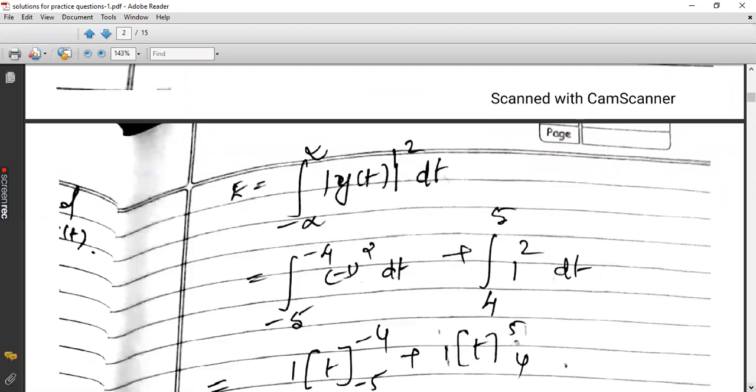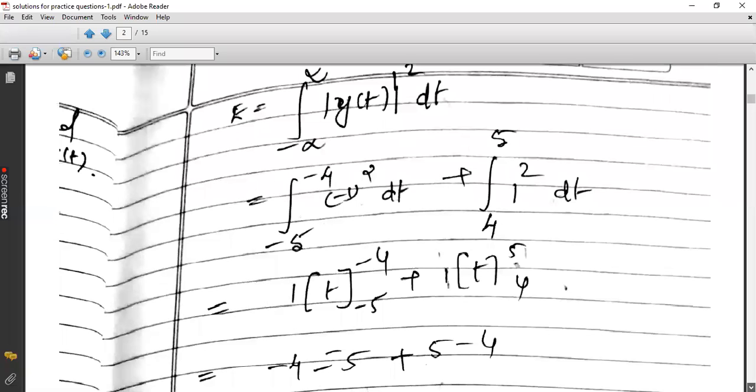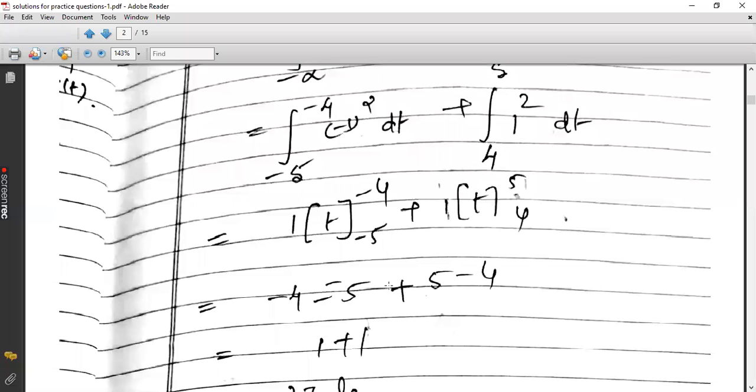Here it is 1, here it is -1. But still, there is no change in the answer because -1 the whole square is 1 only. So the integral of 1 dt is t. Accordingly, you put the upper limit and lower limit and then simplify. The upper limit is -4 minus the lower limit. Again, here the upper limit is 5 minus the lower limit 4. So the answer is 1 plus 1, that is 2 joules of energy for this given signal y of t.